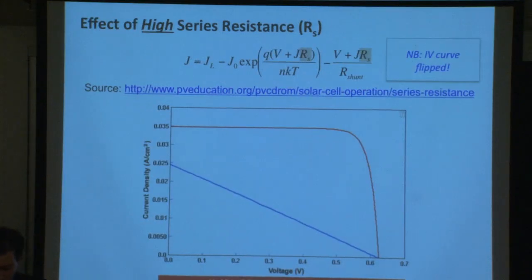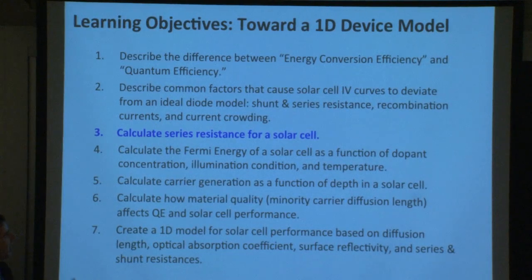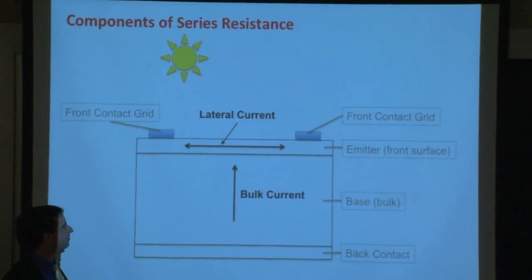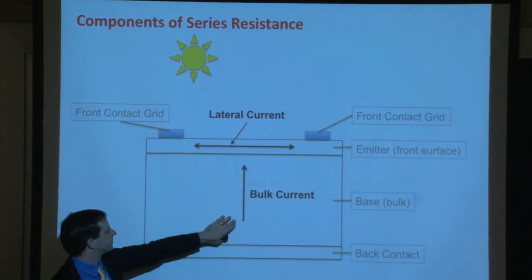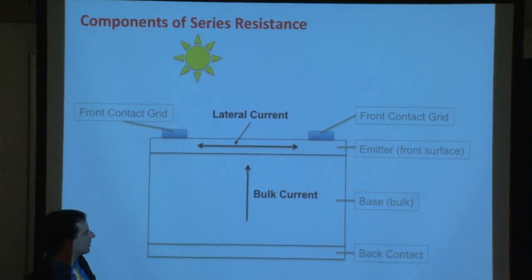So series resistance, on the other hand, we talked about the effect of high series resistance, and we're going to calculate the series resistance for a solar cell, in part because this is asked for you on your homework assignment. At least the graduate students have a problem pertaining to this. So let's talk about the different components of series resistance. We have a bulk current and then a lateral current inside of a typical solar cell device.